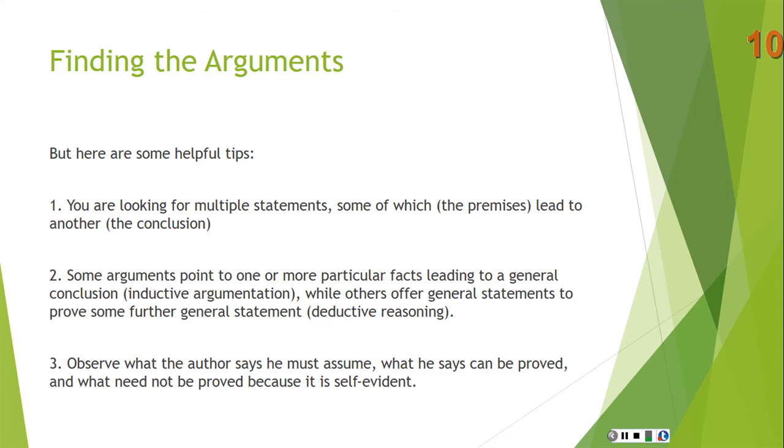Okay, so 3, you should observe what the author says he must assume, what he says can be proved, and what need not be proved because it is self-evident. So look for those sorts of admissions by the author. Self-evident claims and assumptions might serve as premises of the argument, whereas the claim that he says can be proved might serve as the conclusion of the argument.